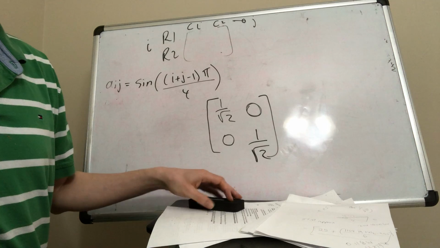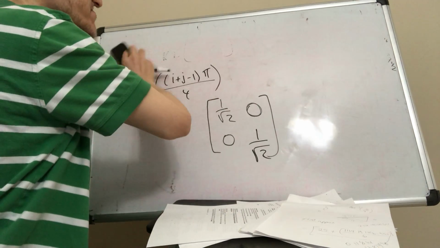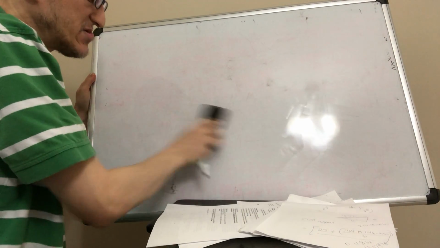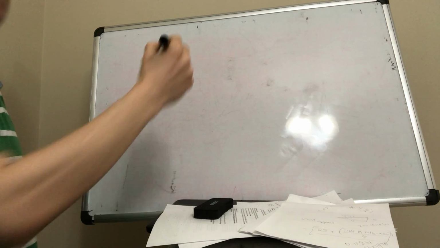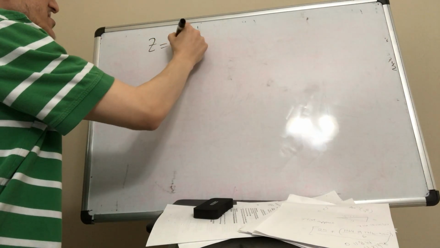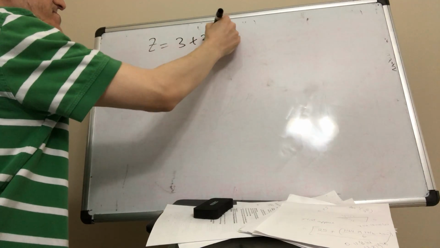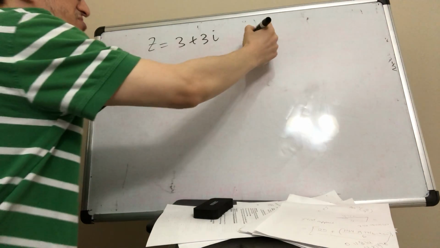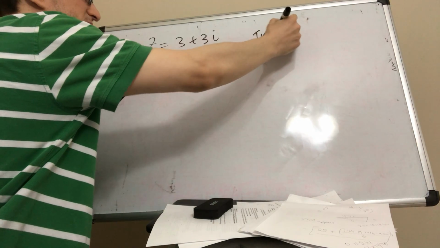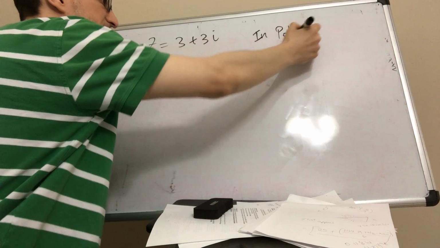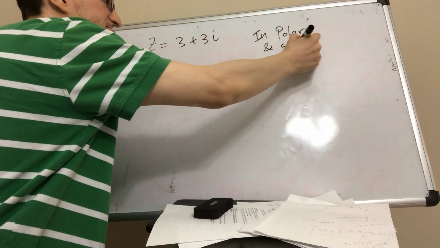And then there are some questions regarding complex variables. For example, you have this number. They want you to put it in polar form and graph.